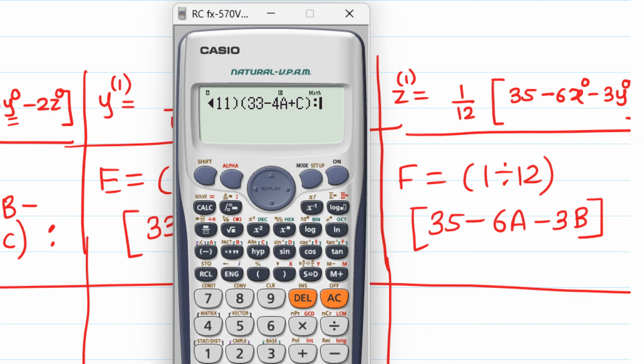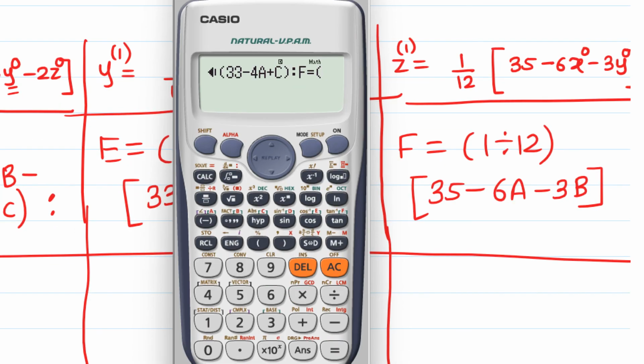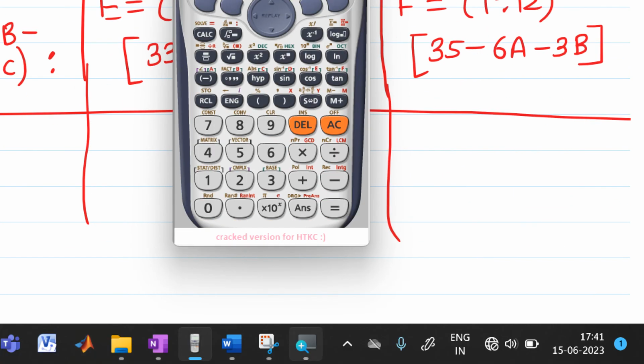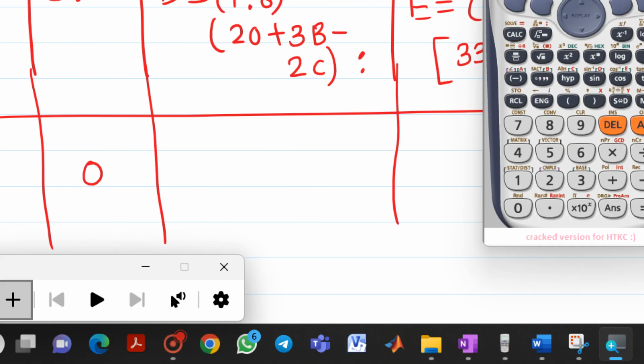So how to take F? Alpha, press tan, you will get F. Alpha CALC, you will get the equal to sign, into bracket 1 divided by 12, bracket complete, into bracket 35 minus 6 into alpha, this symbol you will get A, minus 3 alpha B. If you see, this is a very easy method, no need to worry about this, no need to take any tension related to this. This is very easy.